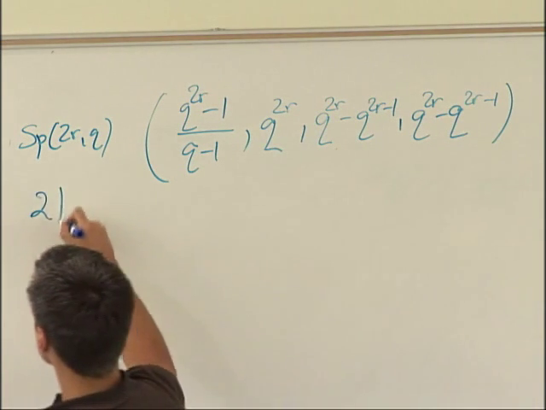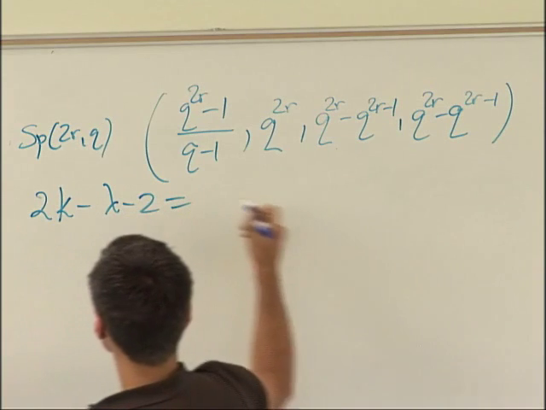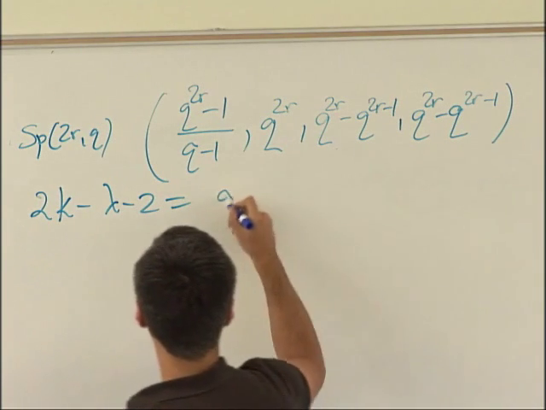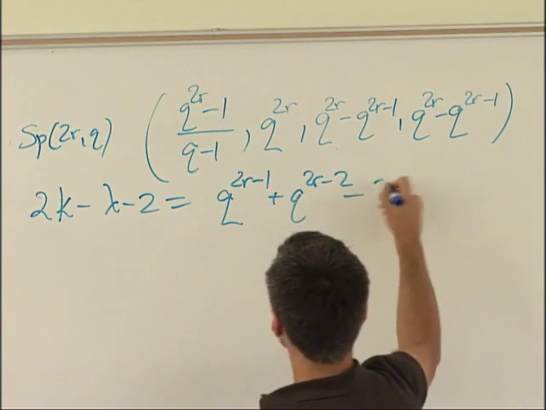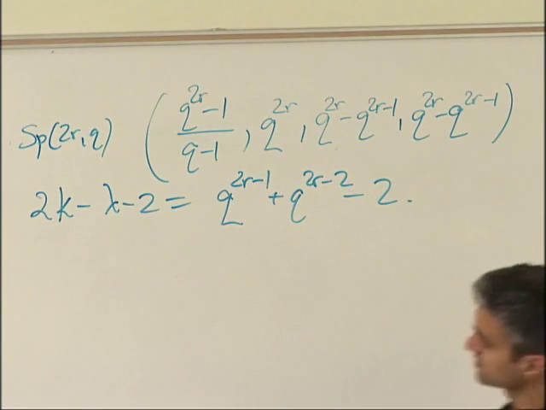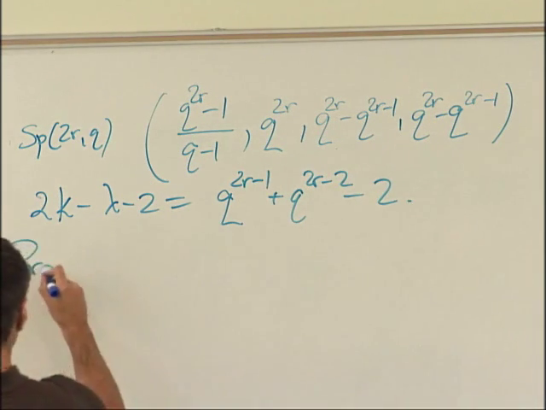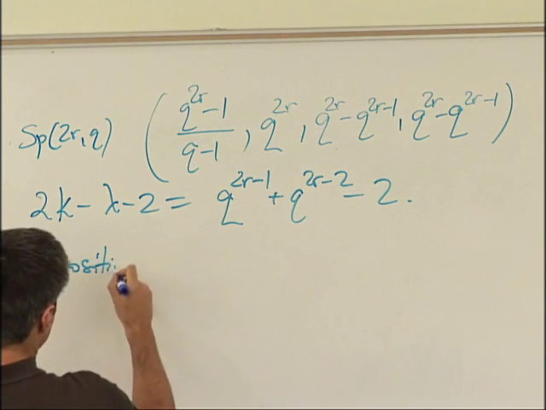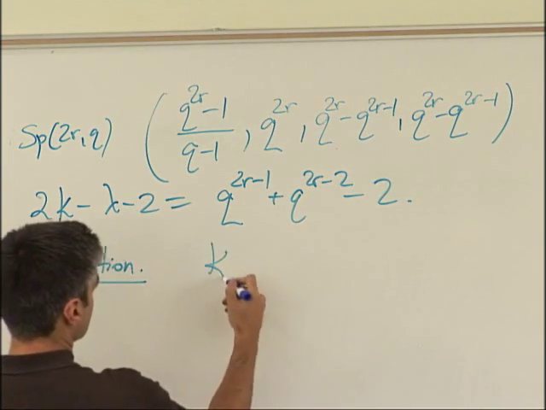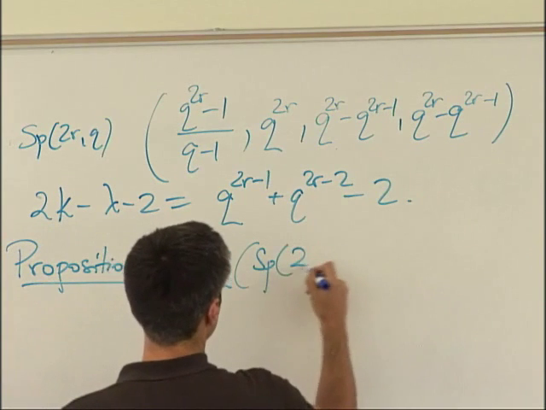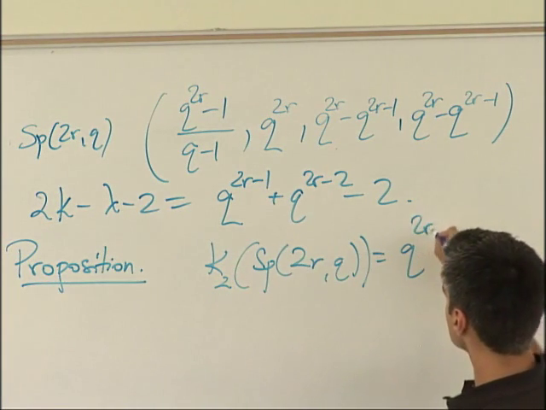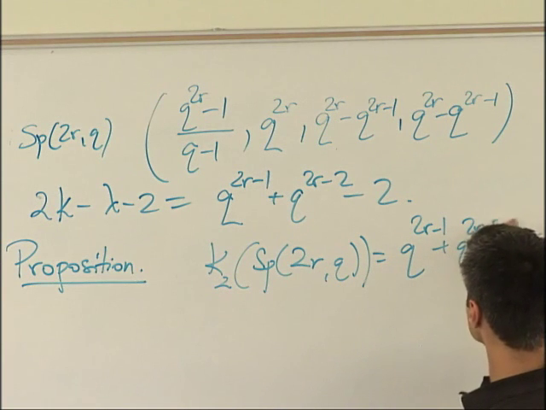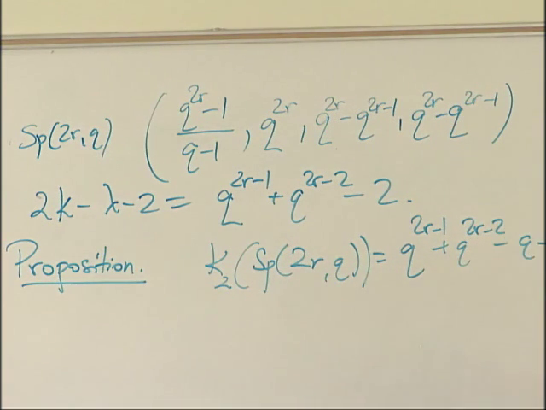So the value that Brouwer conjectured, 2k minus 2 lambda minus 2, if you plug it in, is going to be Q to the 2R minus 1 plus Q to the 2R minus 2 minus 2. And what we proved is that the actual value of the connectivity for this graph is Q to the 2R minus 1 plus Q to the 2R minus 2 minus Q minus 1.